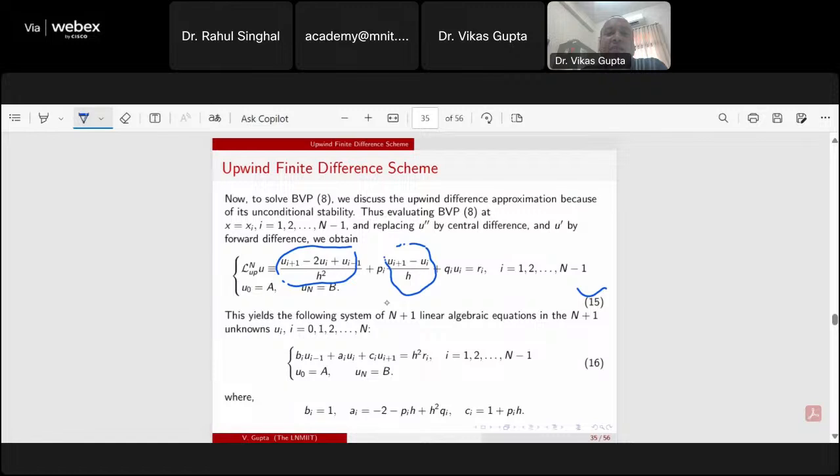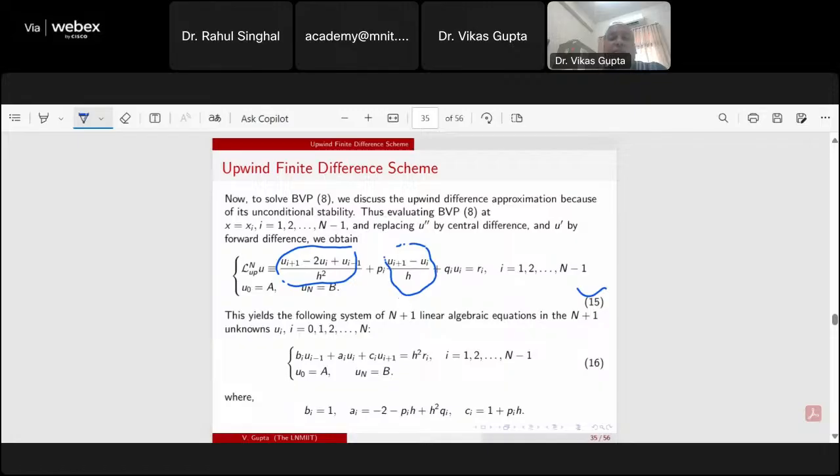Note that whether we use the forward difference operator or the backward difference operator depends upon the coefficient p(x). If the function p(x) is positive, then you need to use the forward finite difference operator, and if the convection coefficient p(x) is negative, that is, if the convection speed is negative, then you need to use the backward difference operator, that is (u_i minus u_{i-1}) upon h. We have already taken p(x) to be positive, so we are taking the forward finite difference approximation for the first order derivative term.